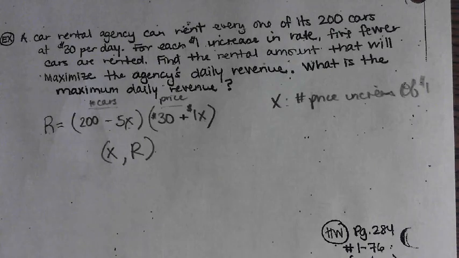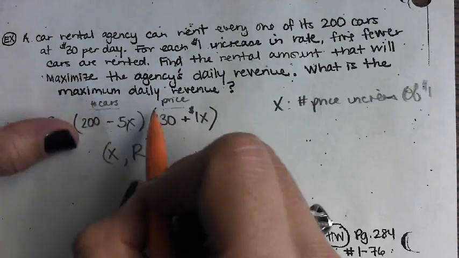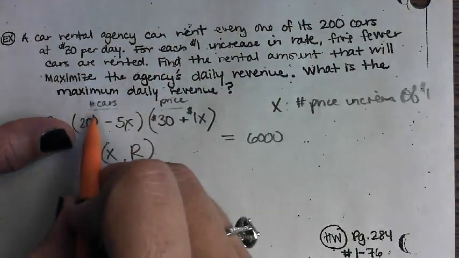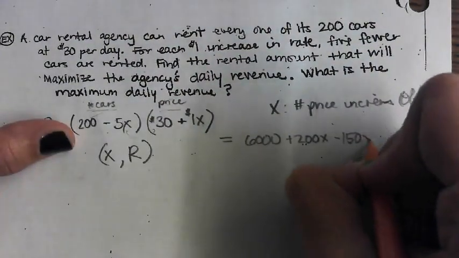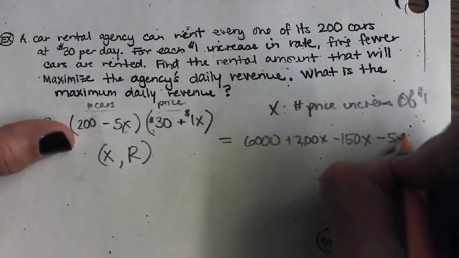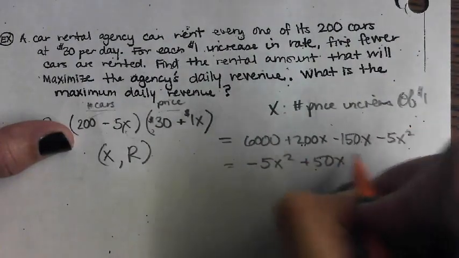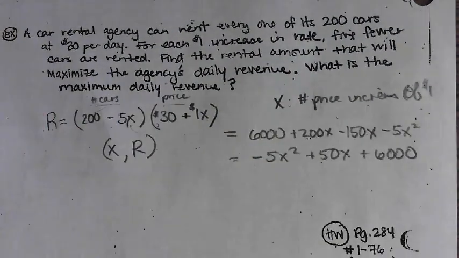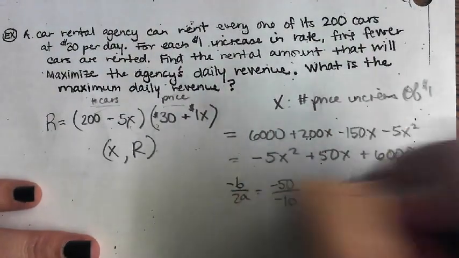Okay? So have your eye on that, so that when you calculate your numerical vertex, you know what your x coordinate stands for and what your y coordinate stands for, so that you can answer the question accurately. So from here, now I can FOIL this out. I would get 6,000 plus 200x minus 150x minus 5x squared, which would clean up to that right there. And then I can do negative b over 2a. Yes? So negative b over 2a is negative 50 over negative 10, which is 5.